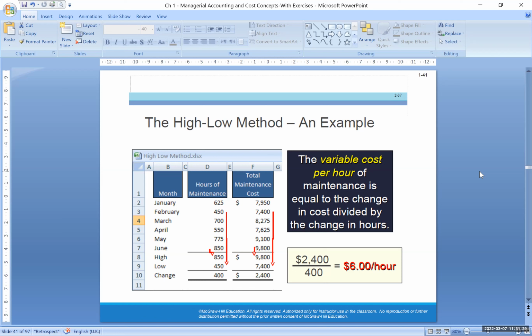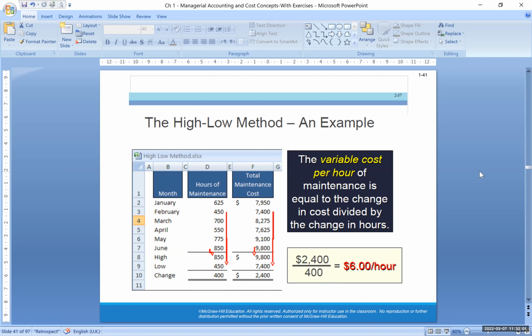$9,800. Now be careful, these two cost numbers are not necessarily the highest and the lowest. Instead, we use the highest level and the lowest level of activity. Now we choose the hours of maintenance, the lowest number and the highest number. 450 was the lowest number for the hours of maintenance, and 850 was the highest. And then we will choose the costs related to these two levels.